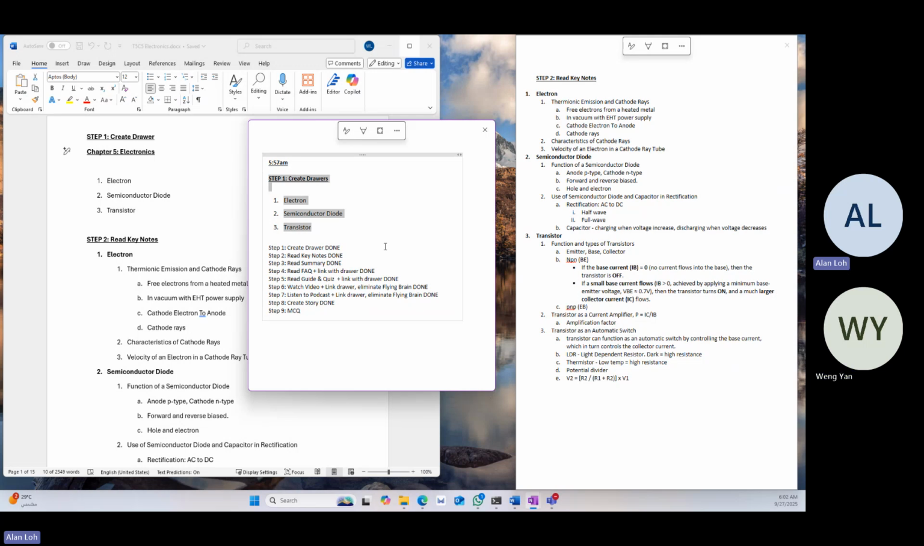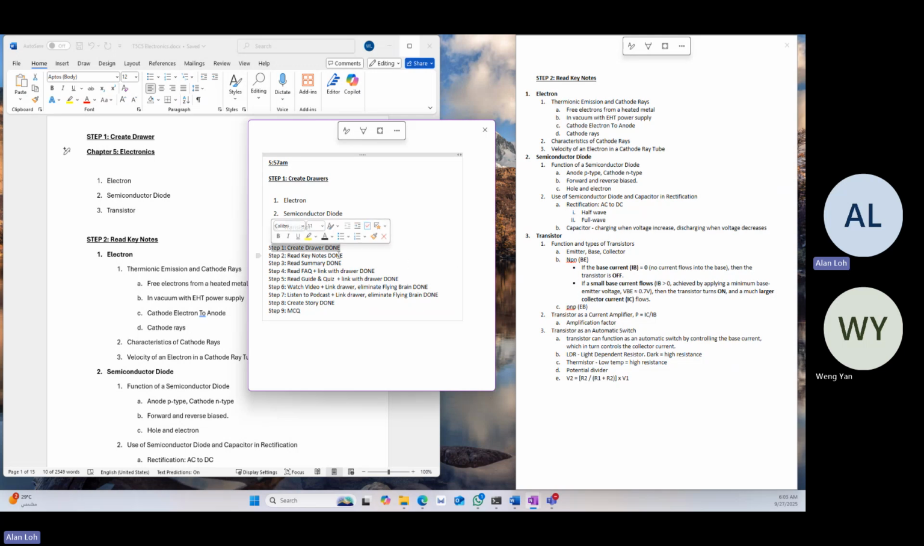So we have done step 1, which is to create the drawer. There are 3 drawers, and those 3 drawers we already translated into a very simple story where electron is going to take part in this concert, it's a musical concert, and she met the traffic police, and she met the person who is checking the ticket. Right. So this is done.